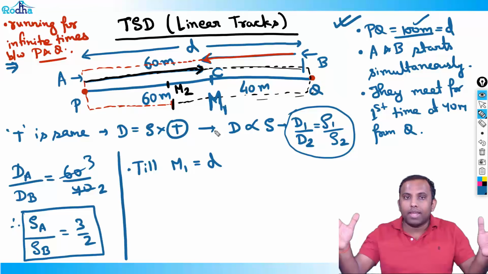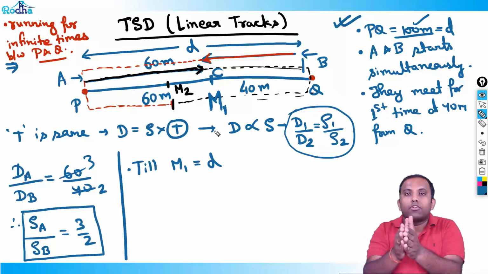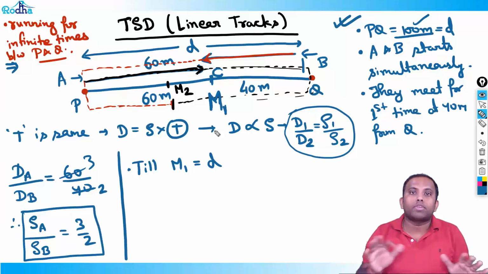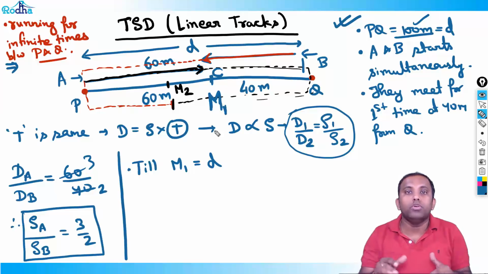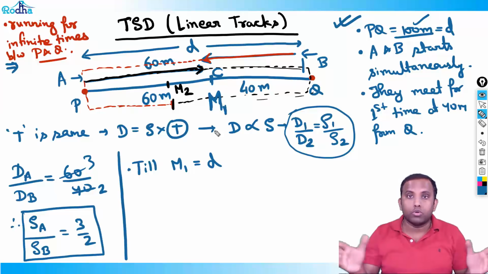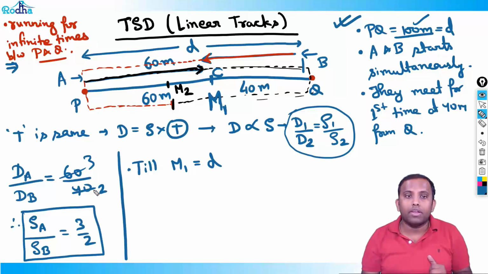Right? In the same time, A covers 60, B covers 40. That means their speed ratio is 3:2, because time is constant. So distance ratio is equal to speed ratio, that is 3:2. So we got our speed ratio as 3:2.